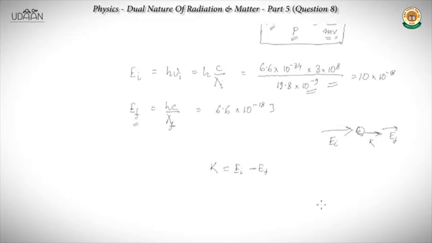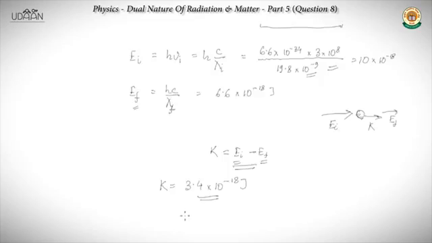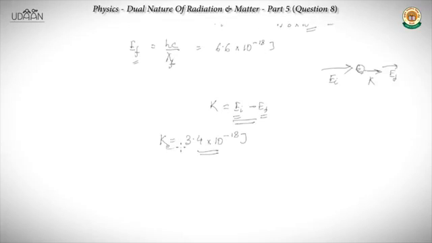If it would have been an inelastic collision, then there would have been some heat loss or anything which would have resulted in some energy loss outside this equation. So here we neglect that fact and we take it to be an elastic collision. So we have K equals 3.4 into 10 to the power minus 18 joules, by substituting 10 minus 6.6. This is the kinetic energy of the electron, so we write it as K_e.